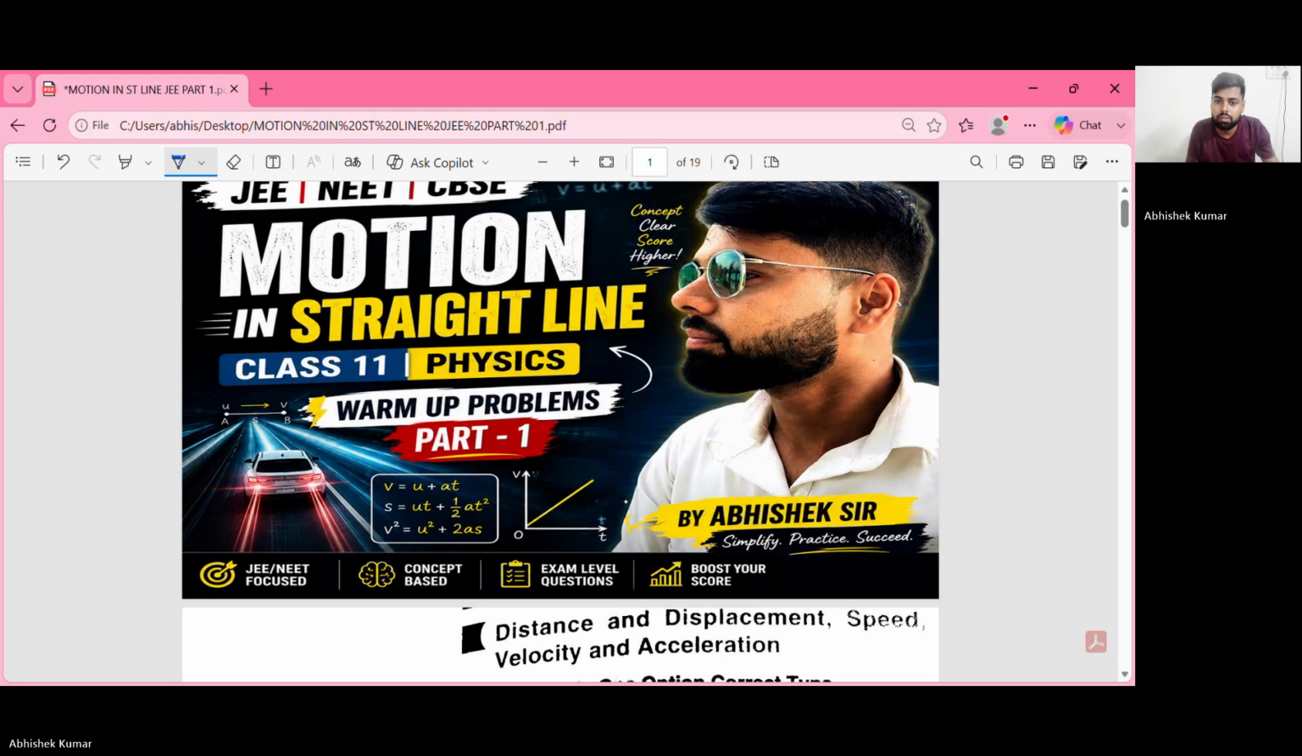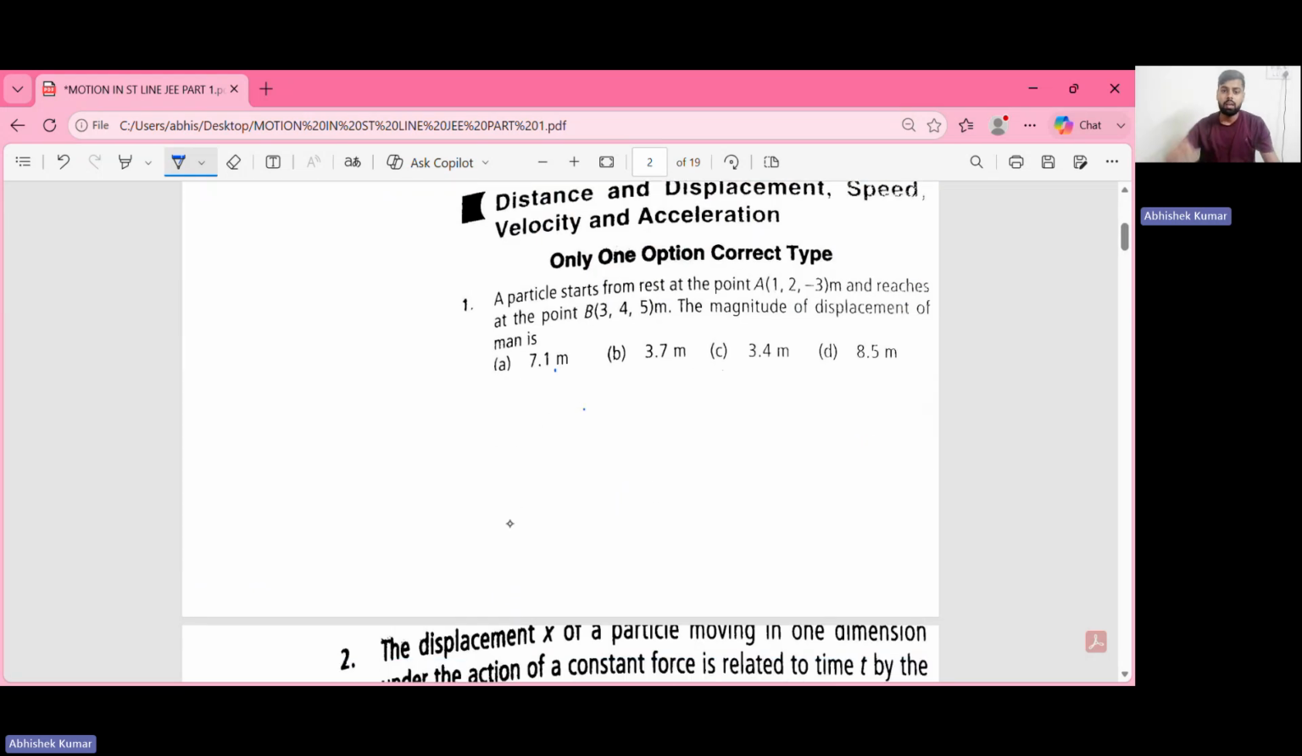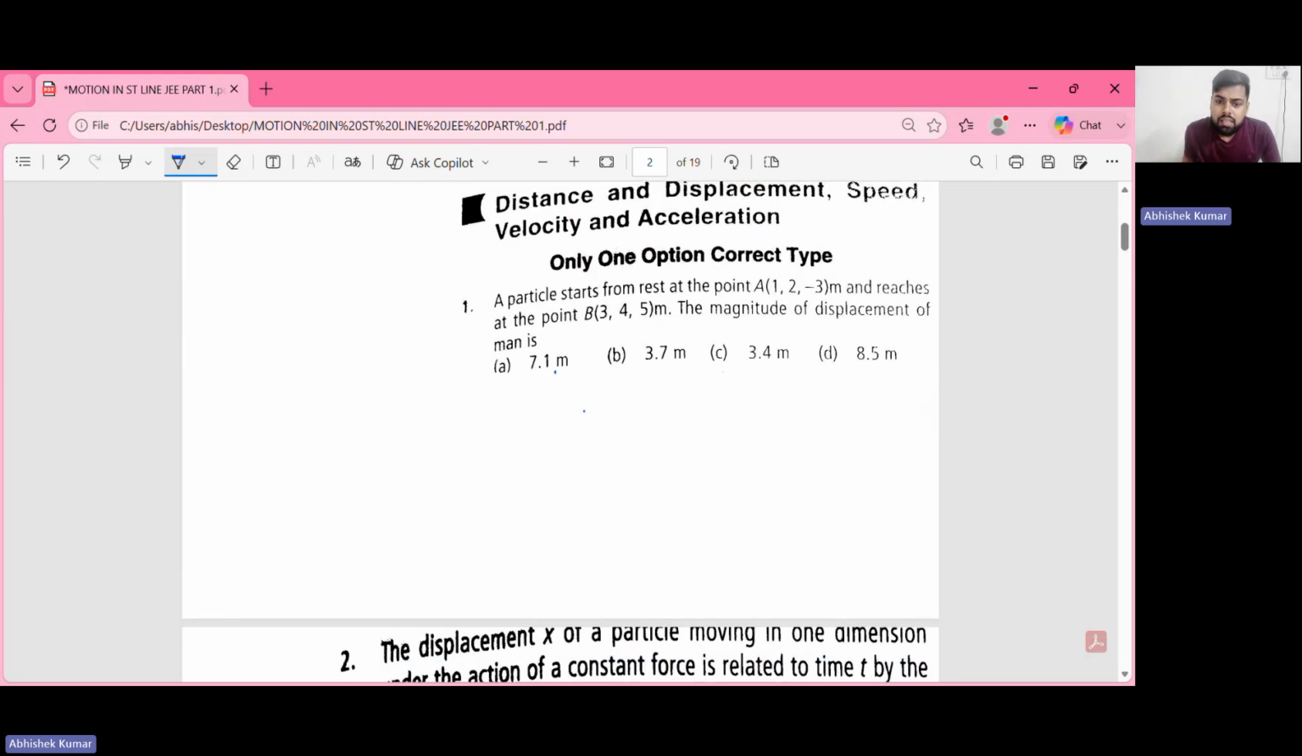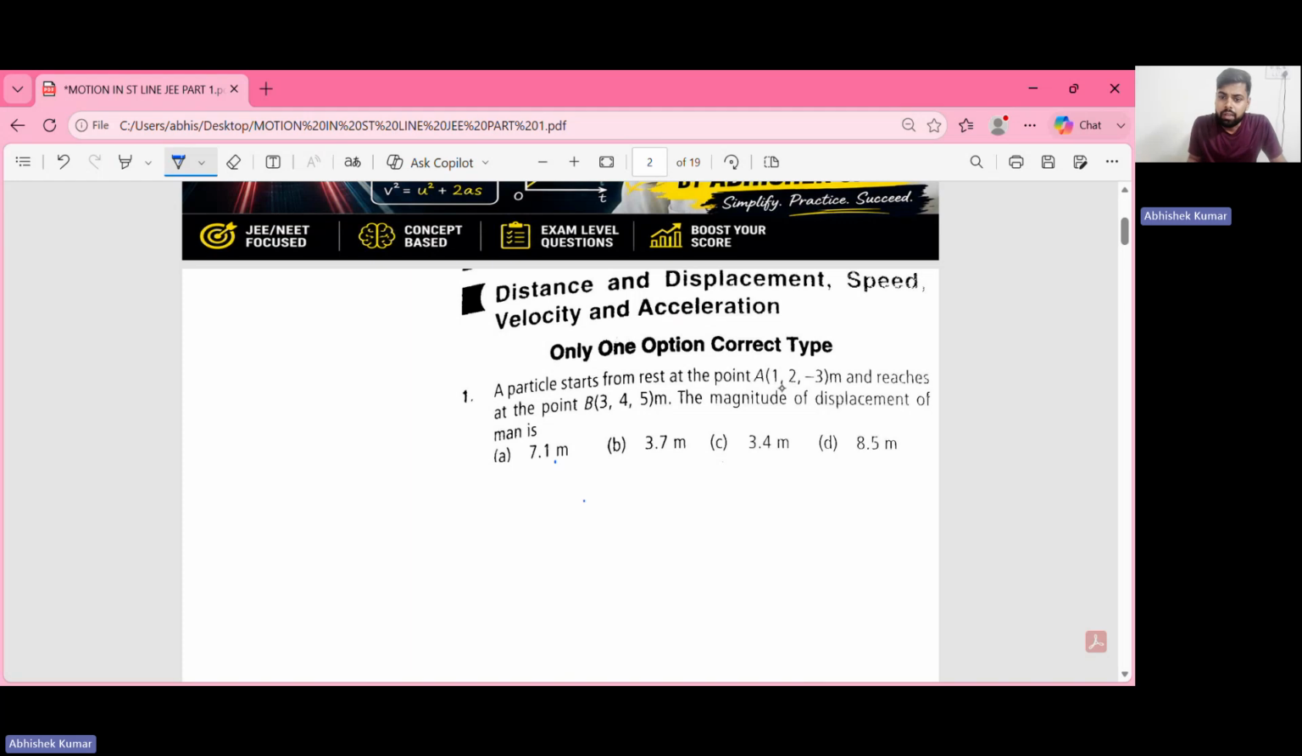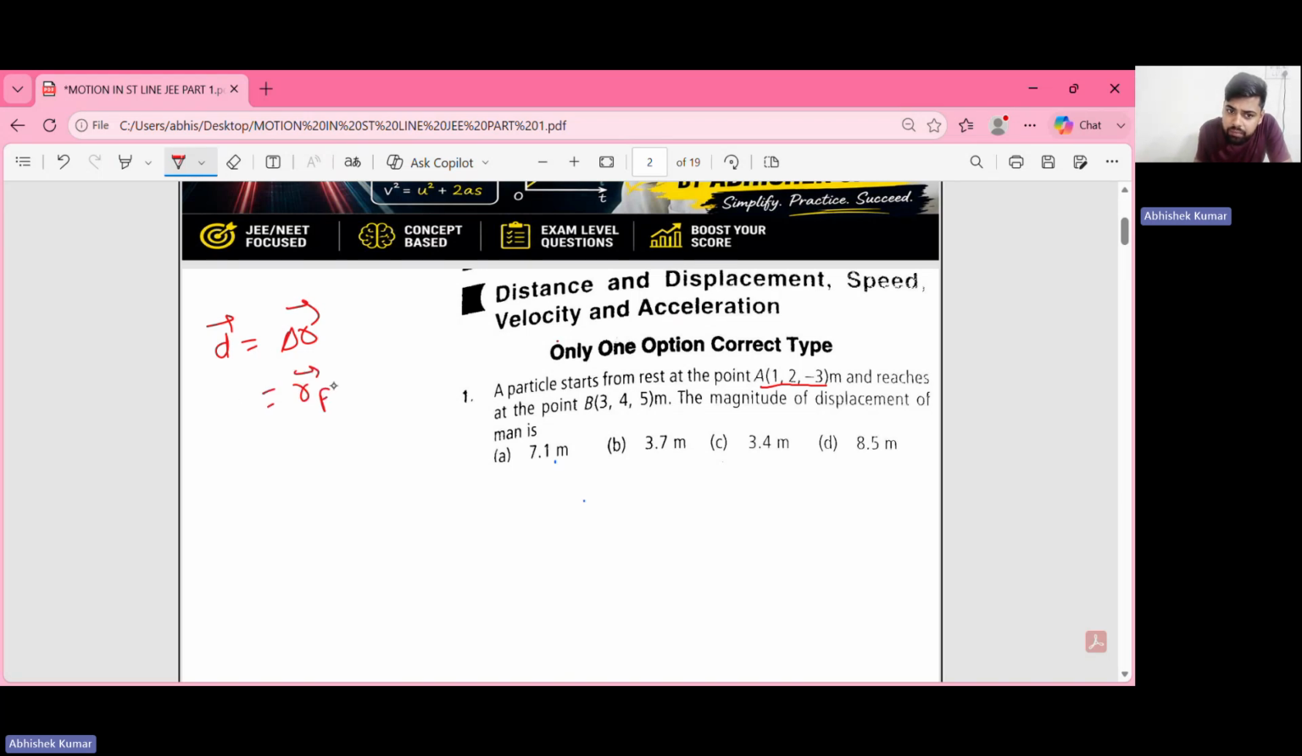The first question we are going to see today: a particle starts from rest at a point. They have given the coordinates, A(1, 2, -3) and B(3, 4, 5). When coordinates are given, displacement is the change in position vector, del r. What is that? It is r_f minus r_i, the final position vector minus the initial position vector.